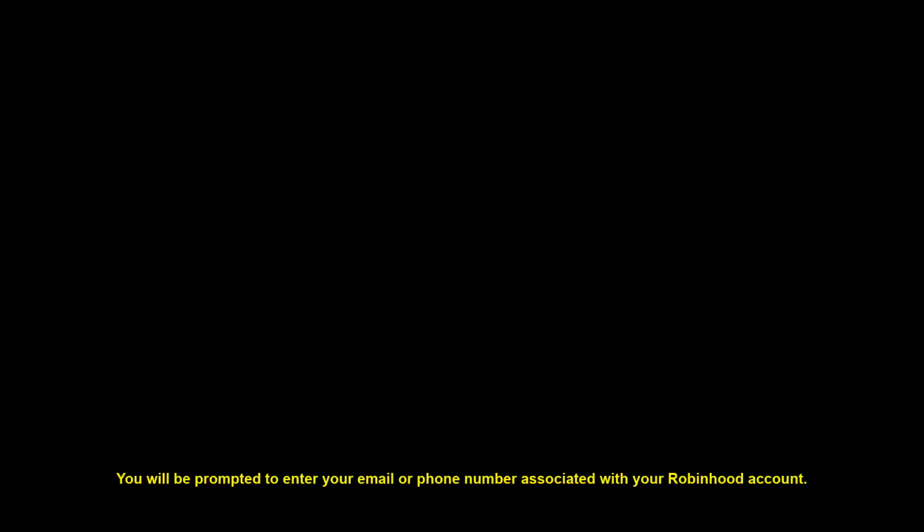Once you're on the home page, look for the login button and click or tap it. You will be prompted to enter your email or phone number associated with your Robinhood account. After entering your email or phone number, press Next to proceed. Now, you must enter your password in the designated field. Make sure your password is correct to avoid any login errors. Once you've entered your password, click or tap the login button.